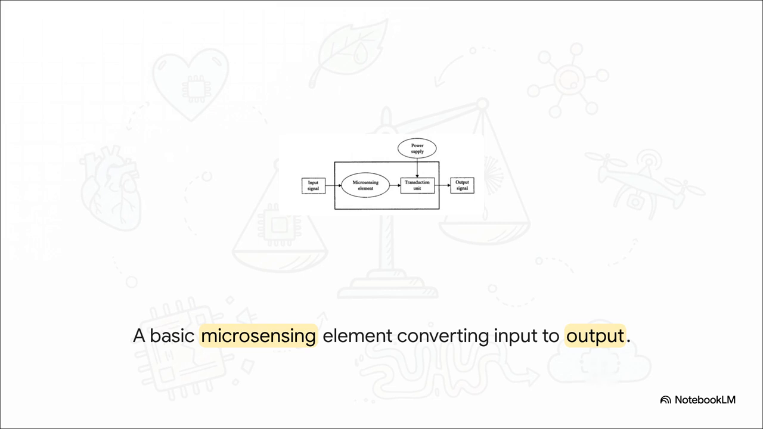And this brilliantly illustrates the core flow of a MEMS device. It's actually pretty elegant. An input signal comes in, the core microsensing or actuating element interacts with that physical input and then passes it right along to the transduction unit. Powered by a supply, it processes that information into a readable output signal. So it's an entire integrated system of mechanics and electronics just miniaturized onto a single tiny chip.